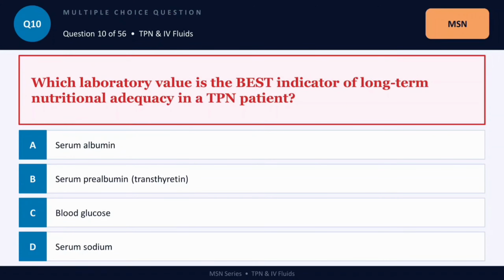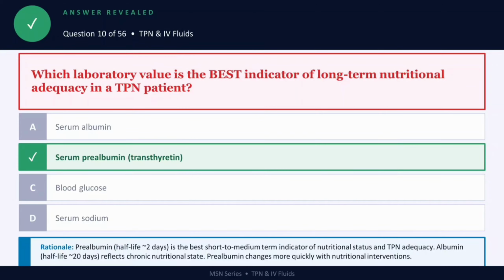Question number 10. Which laboratory value is the best indicator of nutritional adequacy in a TPN patient? Option A. Serum albumin. Option B. Serum prealbumin. Option C. Blood glucose. Option D. Serum sodium. The correct answer is option B.